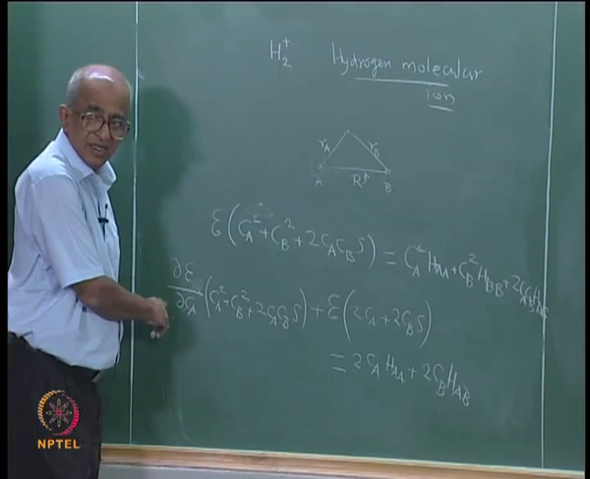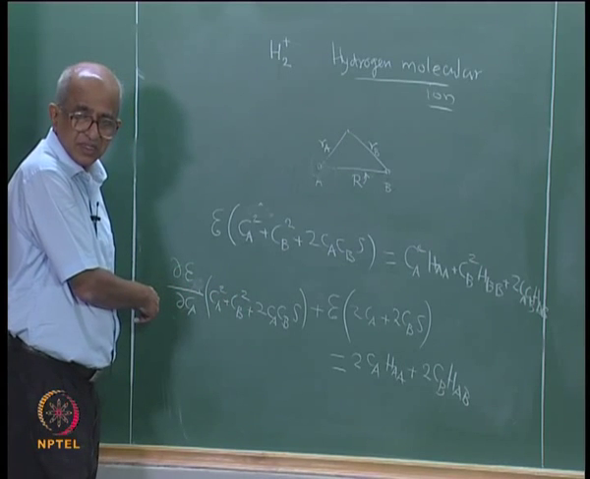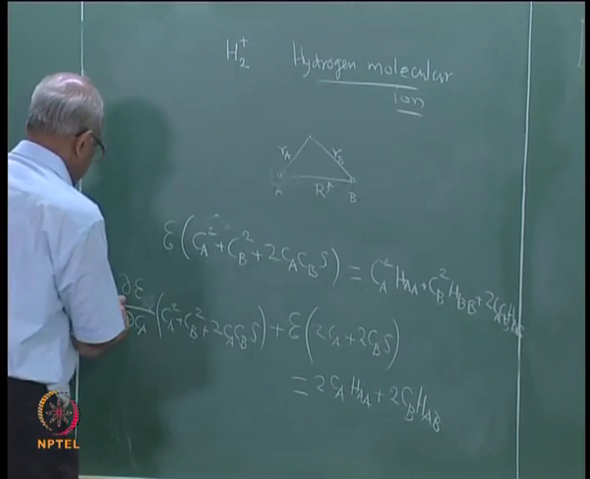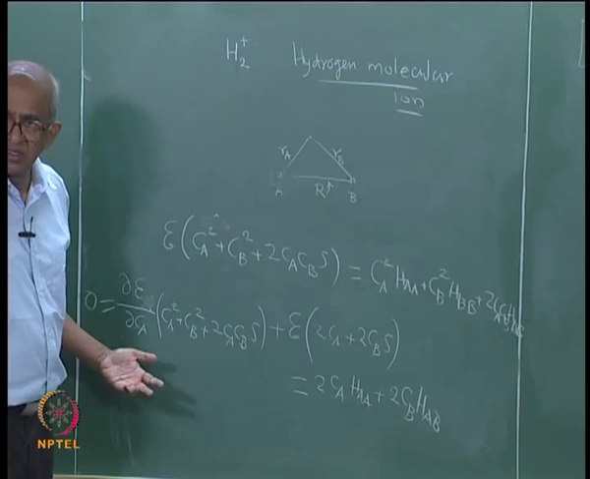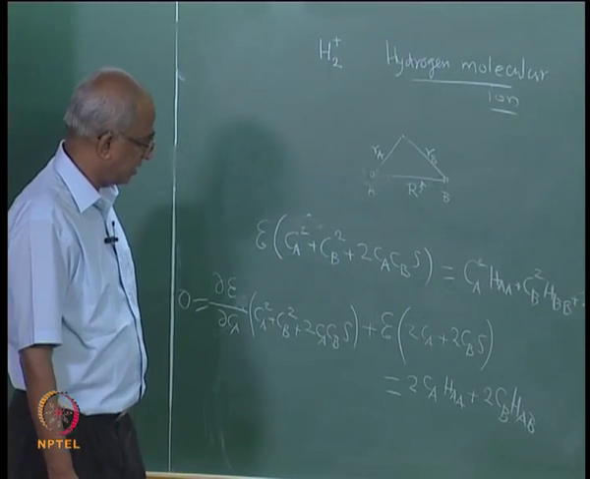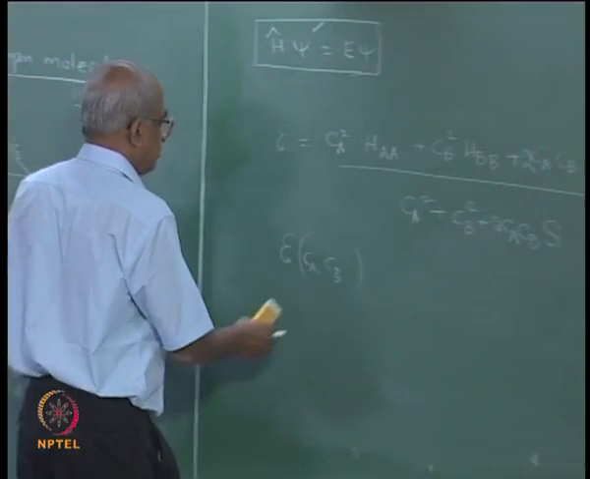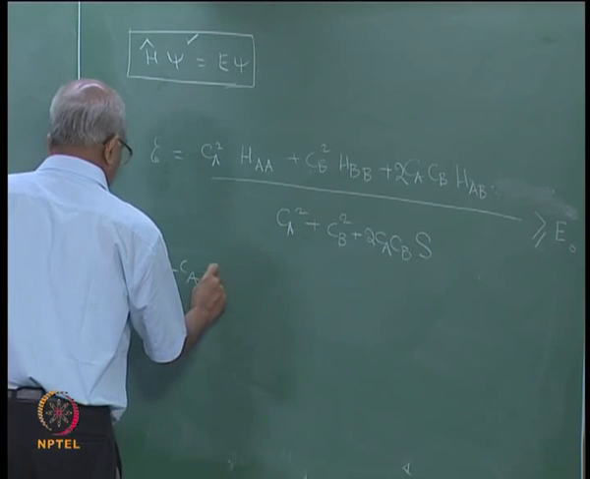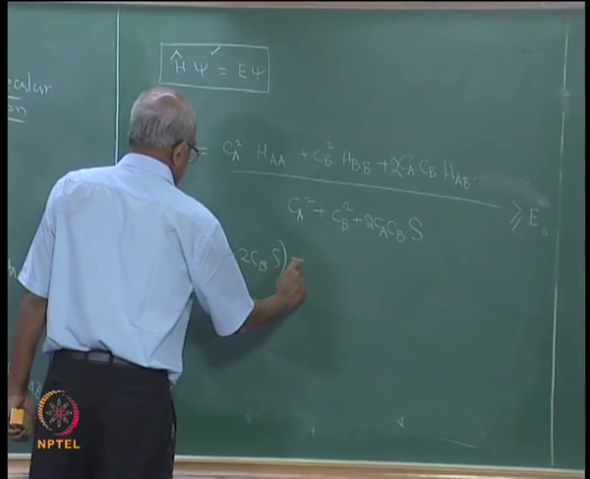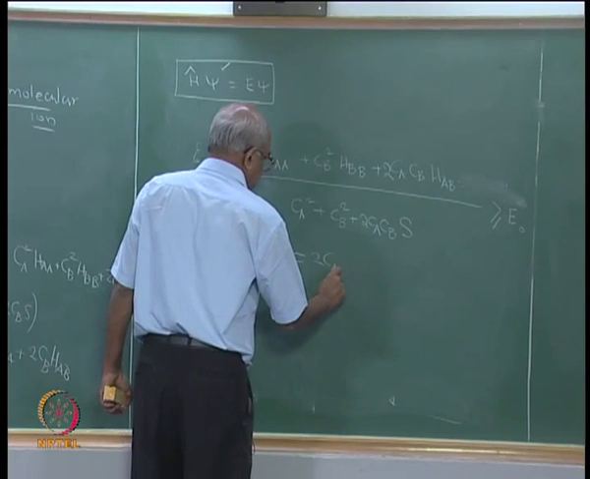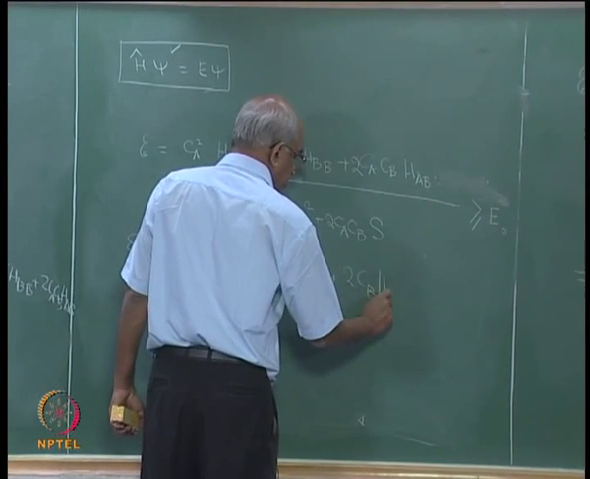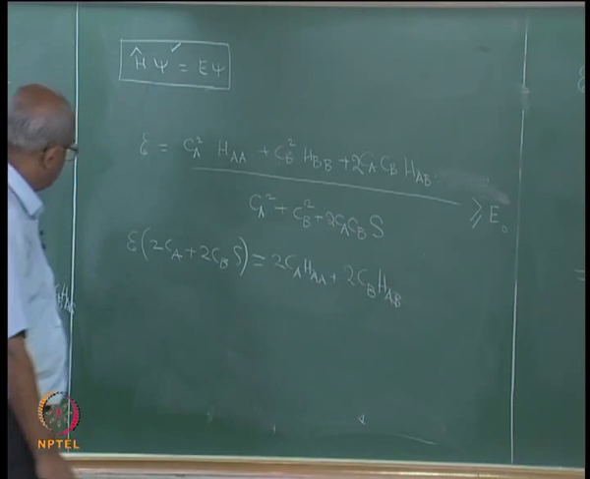So, dou E by dou Ca, if you want you can rearrange this and get an expression, but why should I do that? After all, my aim after finding dou E by dou Ca is to put it equal to 0. So, why should I solve it? I will just put dou E by dou Ca equal to 0 in this expression, and I can do that without any difficulty, and then I will get an equation. What is the equation? The equation says that script E into 2Ca plus 2Cb S is equal to 2CaHaa plus 2CbHab, correct. This is the equation.